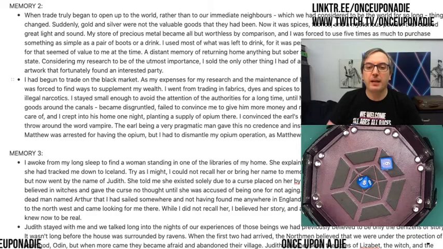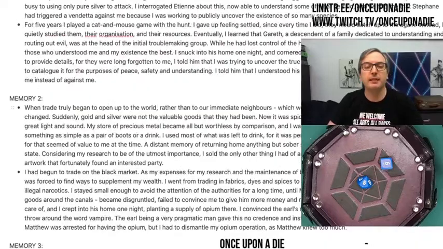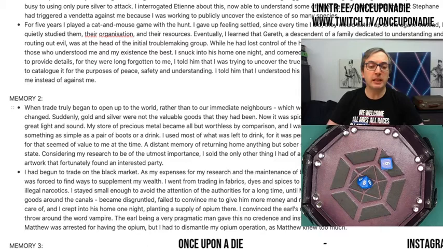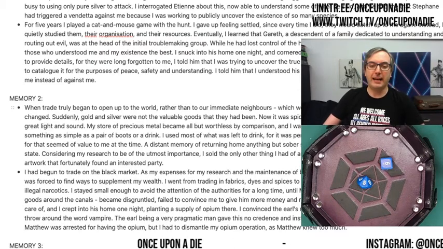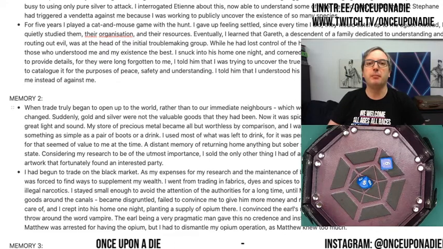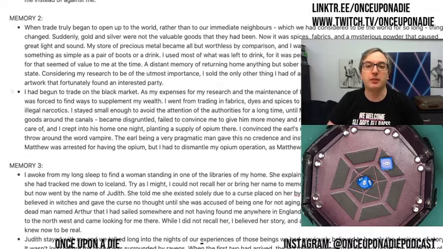But I now have a black market gunpowder ring. I used to trade it legally, governmentally sanctioned gunpowder, and now I don't. I trade it illegally, and I had an opium operation, but a sailor who used to deliver for me down the canals ratted me out, and I dropped him in it, basically, by planting opium on him, and the opium ring has kind of gone up in smoke.